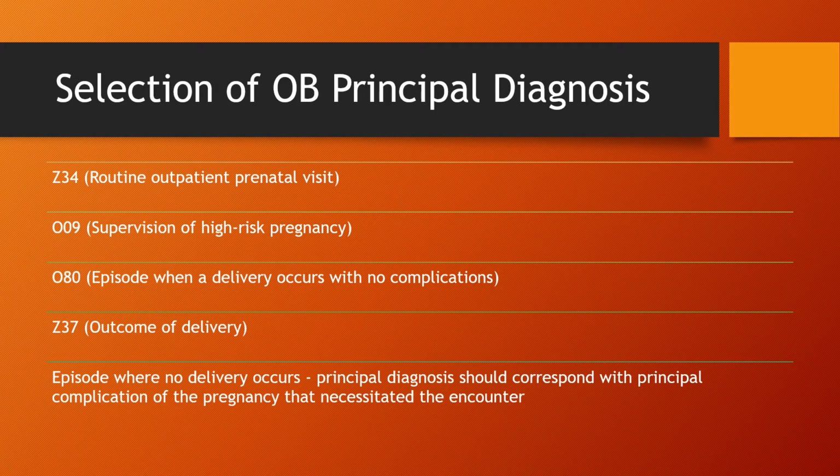When selecting the principal diagnosis for an obstetric encounter, you need to consider what necessitated the encounter. If it was a routine outpatient prenatal visit, code Z34 is used. Supervision of a high-risk pregnancy, O09 is used. An episode when a delivery occurs with no complication would use code O80. A code from the category Z37 would be used to indicate the outcome of the delivery.